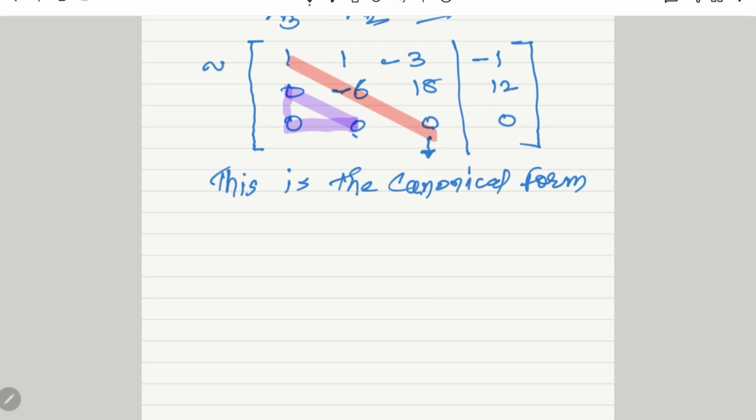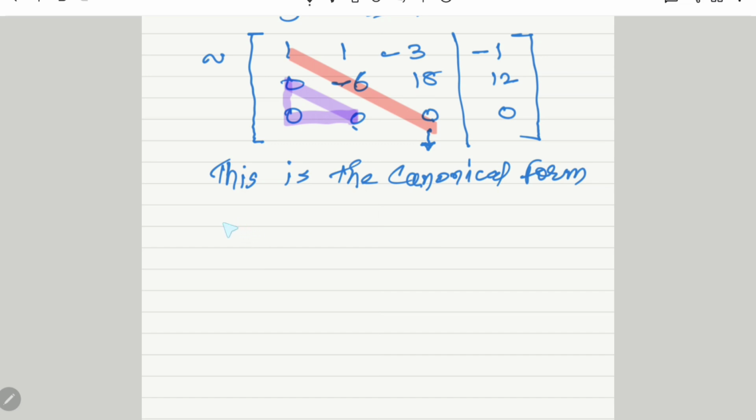Once again, I will explain what is meant by canonical form. In canonical form, the principal diagonal elements must be non-zero. First one is 1, non-zero. Second, minus 6, non-zero. Third, 0, but it becomes 0 in the process, and it is not possible to make it non-zero as no row is available below it. And lower diagonal elements are all 0. Therefore, this is the canonical form. And after getting canonical form, we find the rank of A. This one is the A matrix.